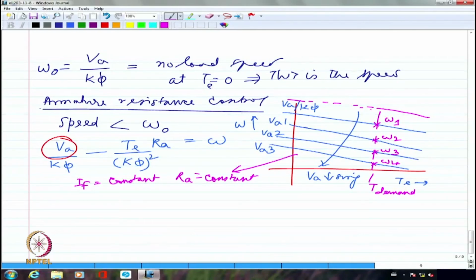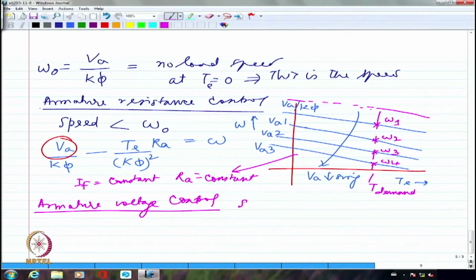So the insulation of armature windings would have been designed with the rated voltage in mind. So if I try to apply a larger voltage, it's definitely not good for the machine, especially if I do it for prolonged periods of time. So generally, armature voltage control is also used only for speeds less than omega rated, I would say.